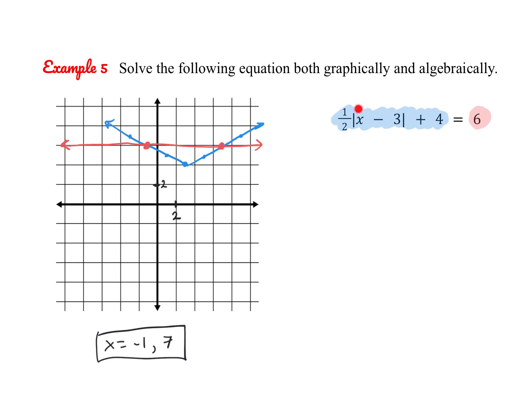So first, our goal is to isolate this absolute value. So we can start by subtracting 4 from each side, and then multiplying each side by 2.